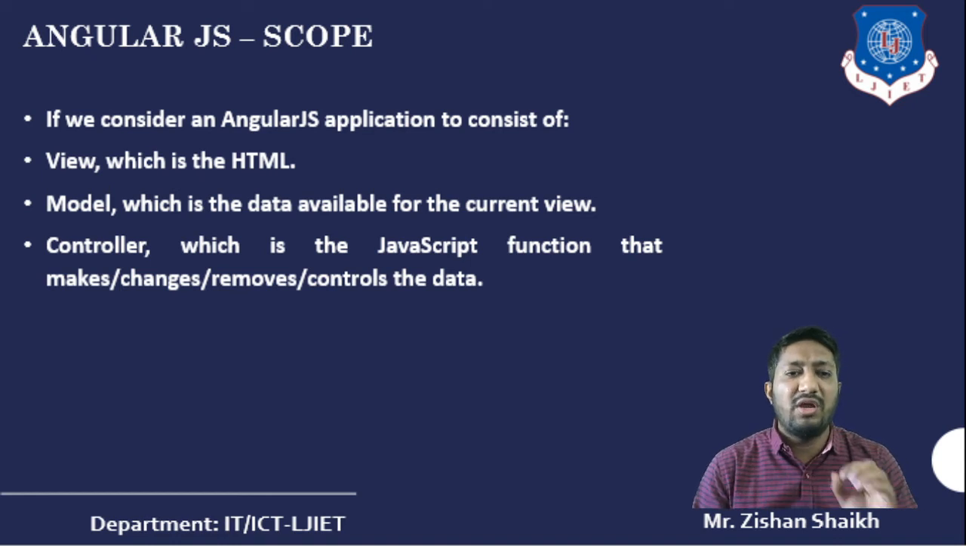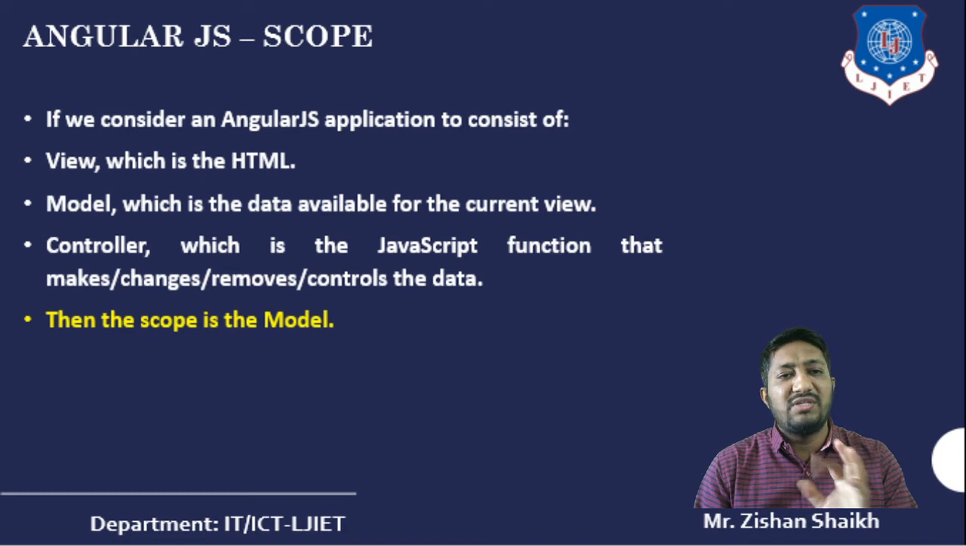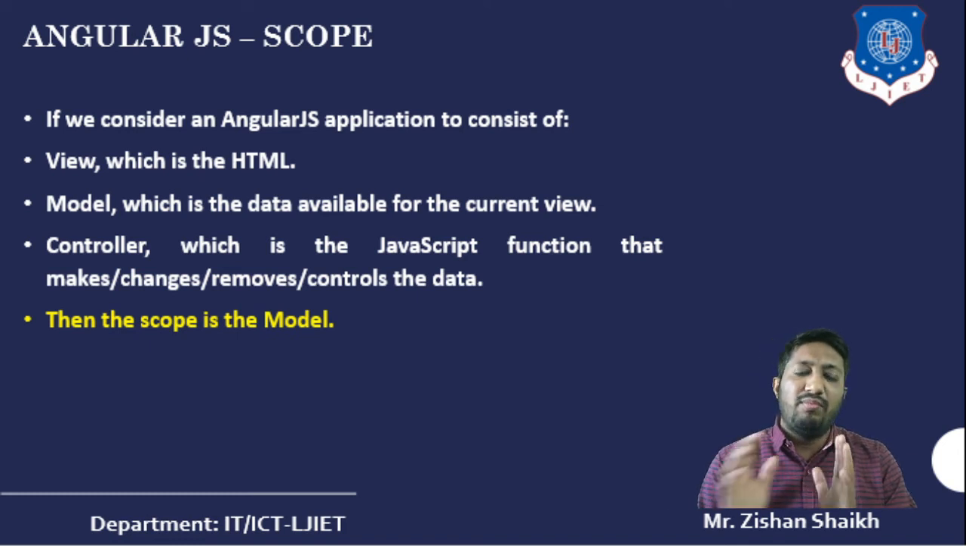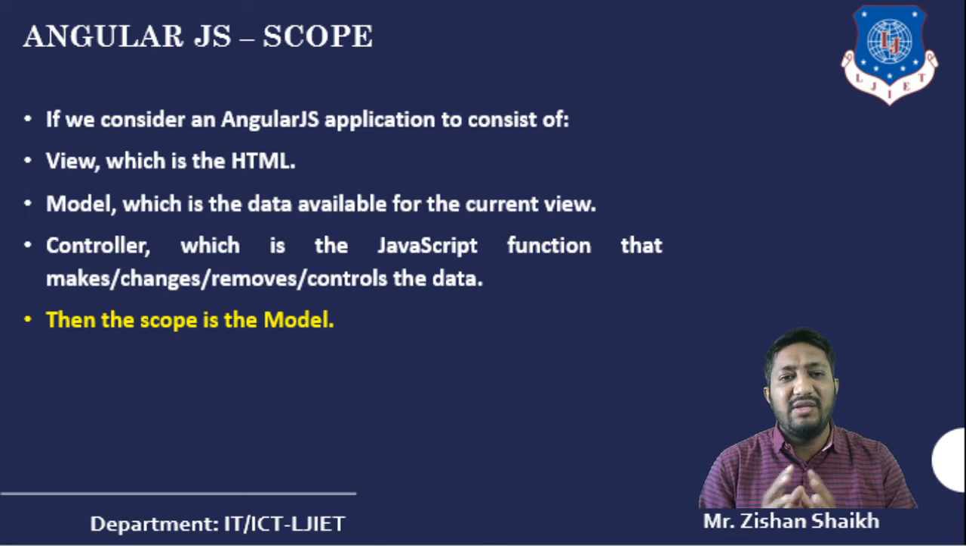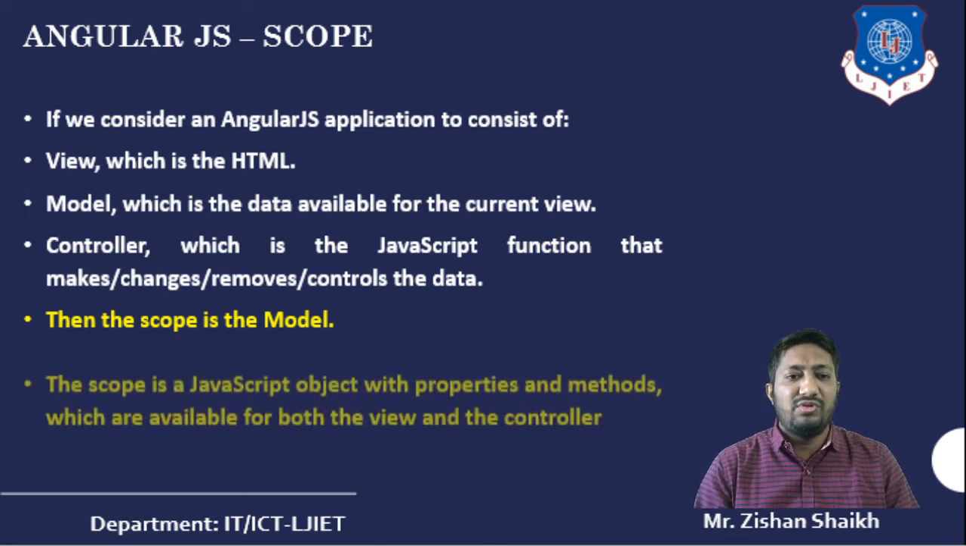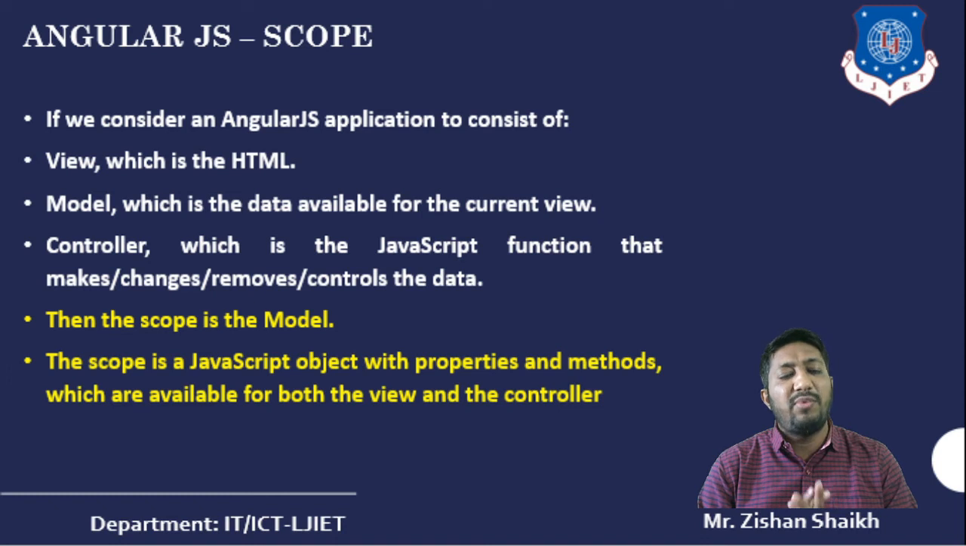But if we are talking about the model here, then it is the data availability. How can we manage that data? So here scope is our model. In the model portion of MVC, our scope variable is maintaining this particular view. So the scope is a JavaScript object with properties and methods which are available for both the view and the controller.